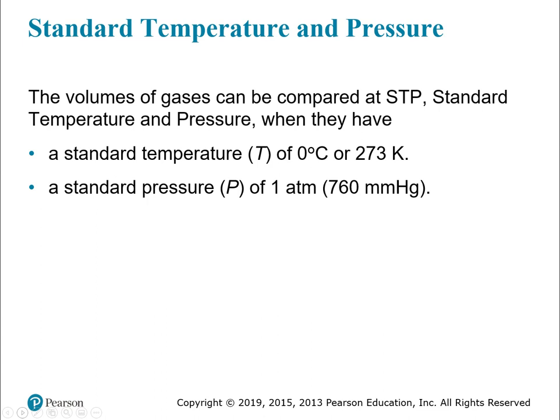The conditions that we talk about gases where we can actually compare them is at STP, standard temperature and pressure. The standard temperature is 0 degrees Celsius, which is the same as 273 Kelvin. Remember that when you're doing math and using the gas laws, you have to use the Kelvin temperature. The standard pressure is 1 atmosphere, which is the same as 760 millimeters of mercury. You can use any units of pressure that you desire.